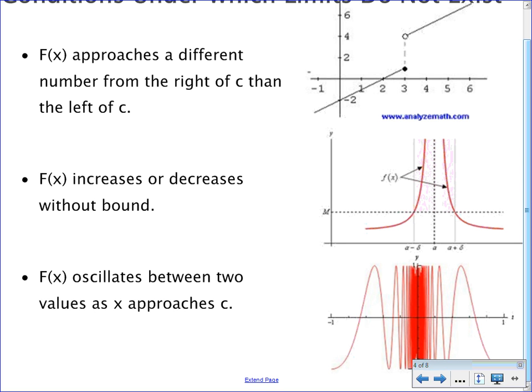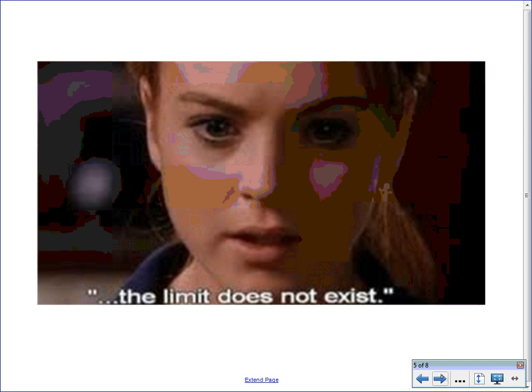You need to remember these three cases. Any questions about that? Okay. These are the three times where a limit doesn't exist. You will be questioned on it.